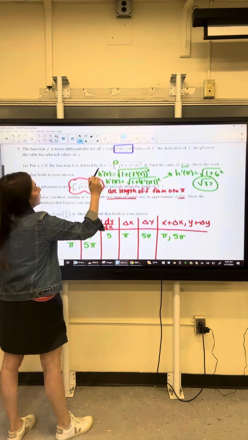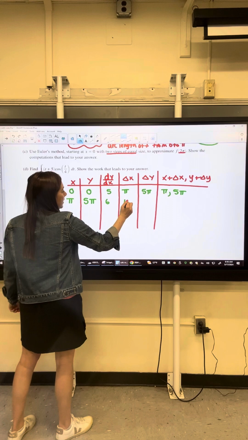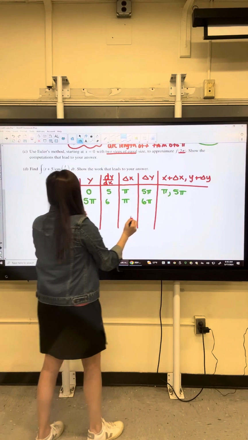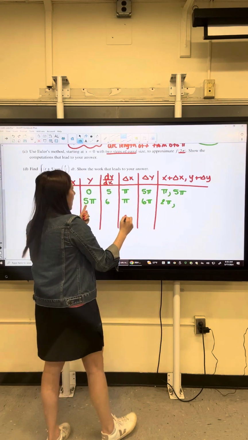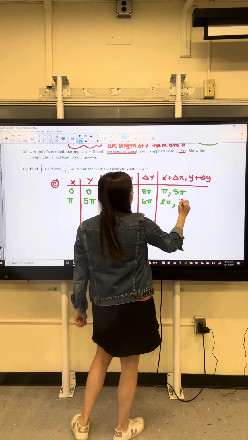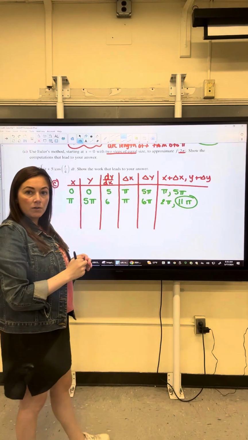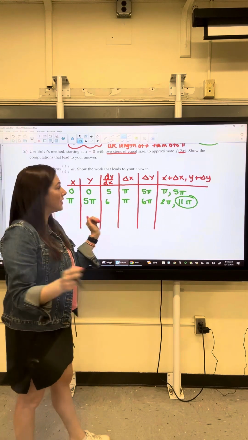And now go to x equals pi in the chart. So the derivative is 6. This stays the same. Delta y is these 2 multiplied together. And then x plus delta x is going to become 2 pi. Y plus delta y is going to become 11 pi. So that's what they were looking for. And your teacher might have taught you differently, and that's fine, using like linear approximation. I just like to teach it like this.